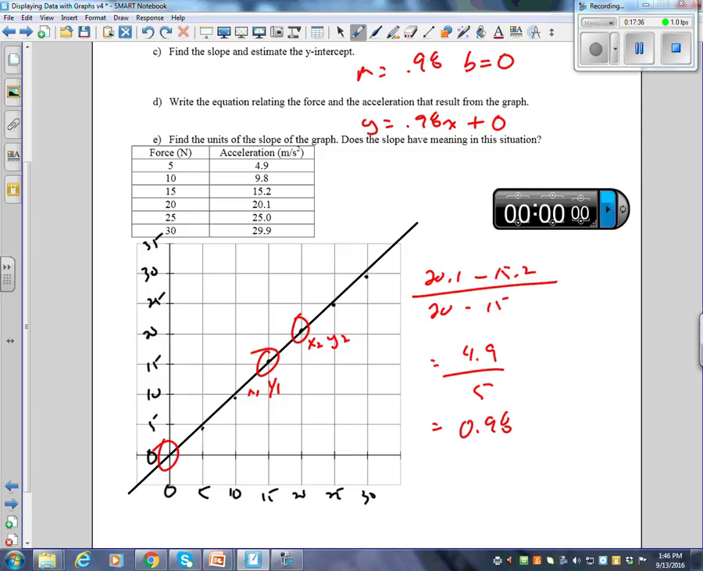Okay. Find the units of the slope of the graph. What are the units here? This is acceleration, so this is meters per second squared. This is force, so this is newtons. So your units are y divided by x, meters per second squared over newtons. Does anyone know what you measure in meters per second squared over newtons? Absolutely. It's actually the inverse of mass.